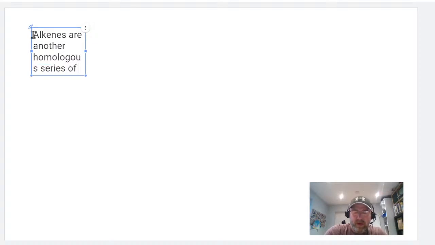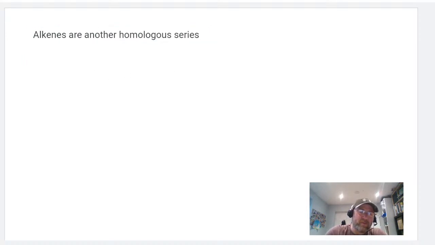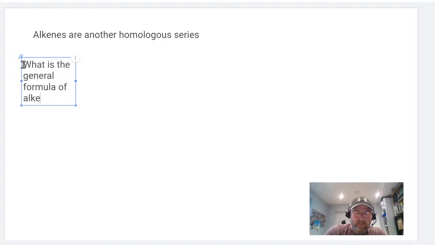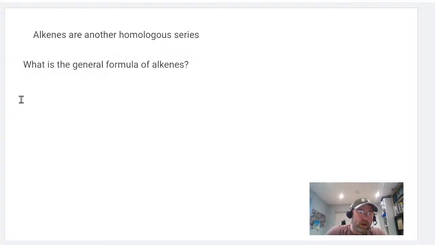Right, let's take a quick look at alkenes. These are another homologous series. Let's just call them a homologous series. So, quick one. Does anybody know the general formula of alkenes? So something that could be just a one mark kind of question. Yep, it's CnH2n.